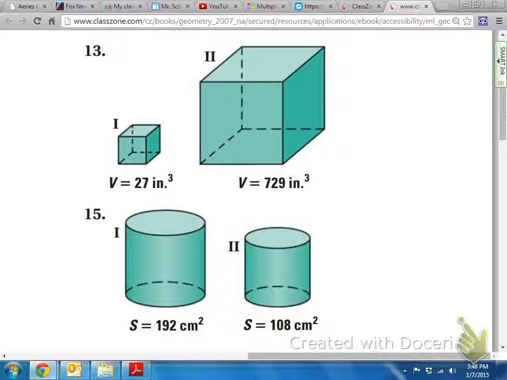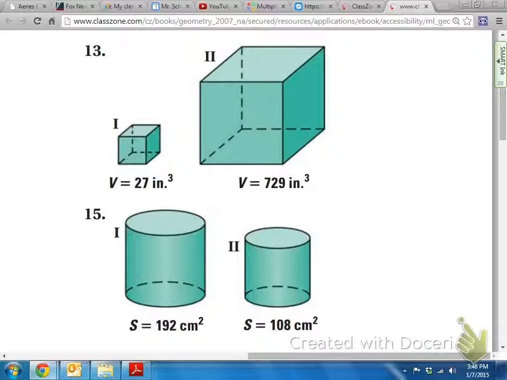Okay? So in this case, now what we need to find in this problem is the original ratio of the sides. So we're given the volume on number 13, but now we need to find the ratio of the sides. Okay? So here's the example.